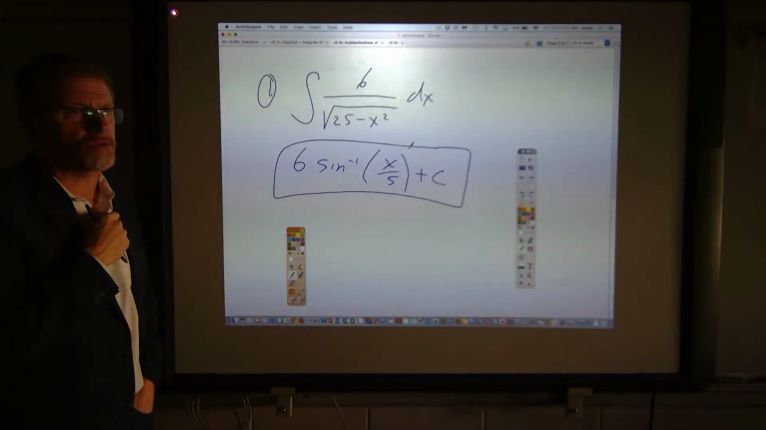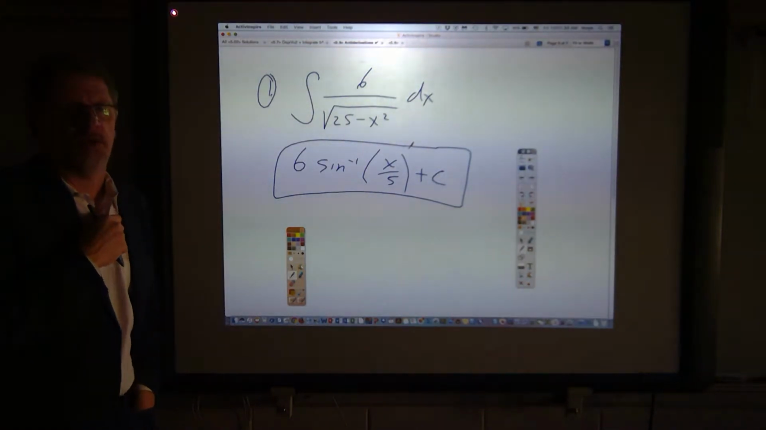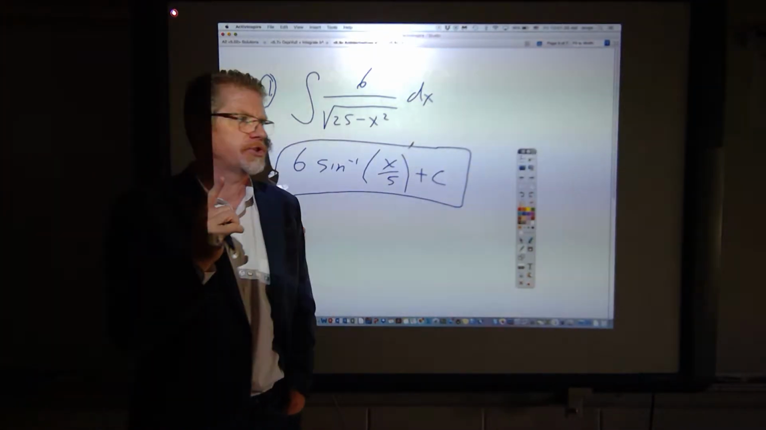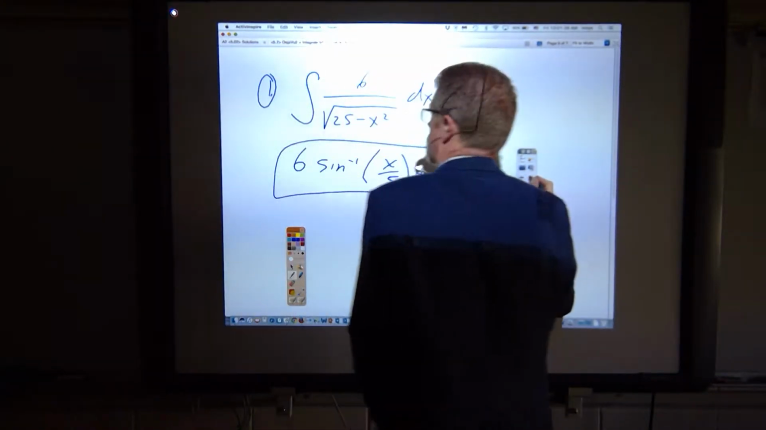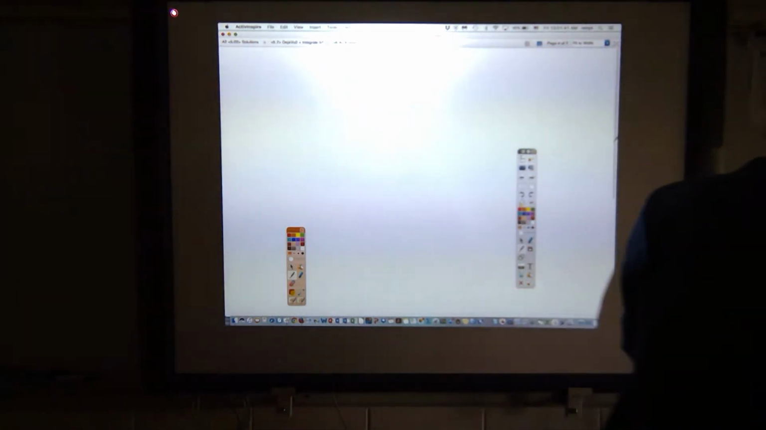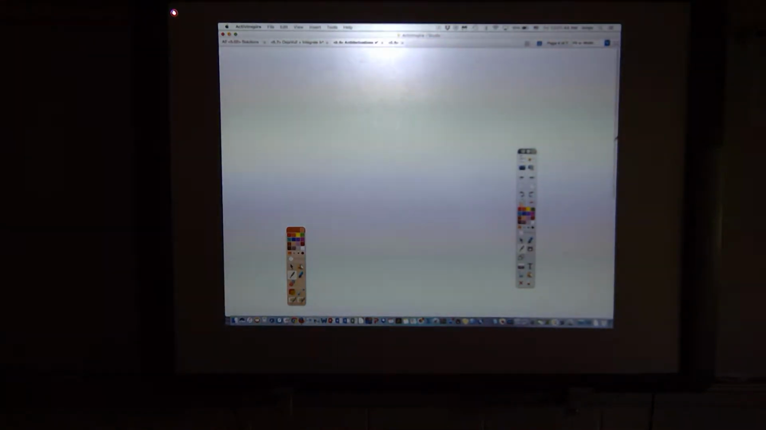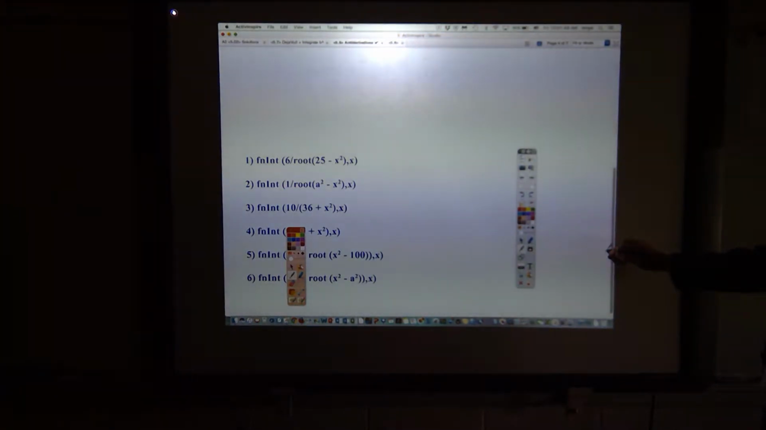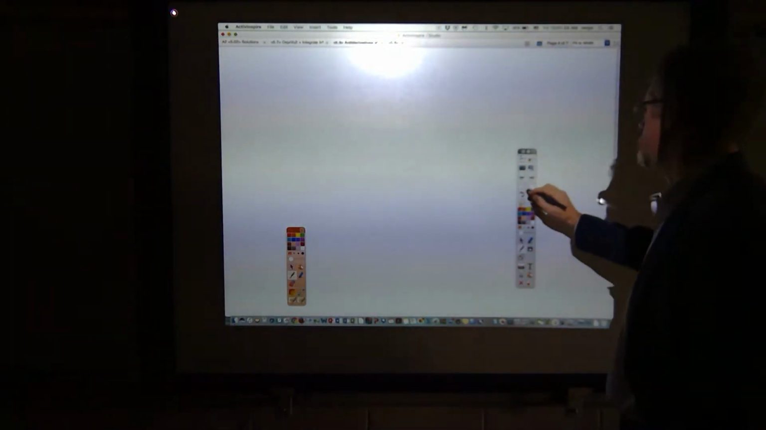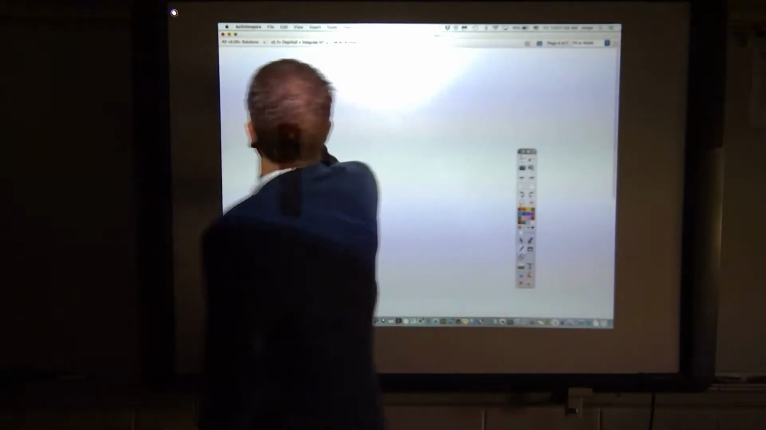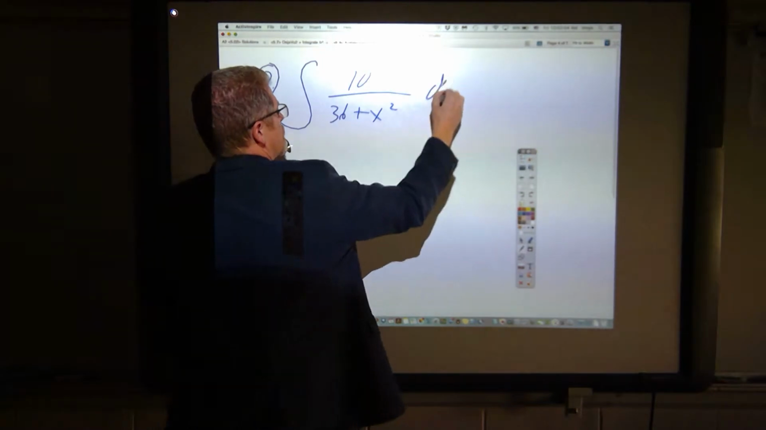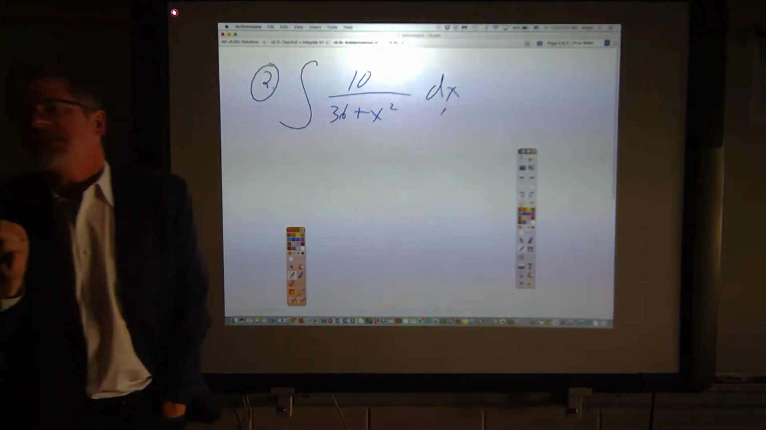Do you have any questions as to what is going on here with problem 1? Okay, 1 down, 2 to go. Next. Going to copy in my notes so I know which example to do next. Okay. 10 over 36 plus x squared. All right, so here's example 2. What's the antiderivative of 10 over 36 plus x squared dx? I have a feeling you're going to be able to do this.